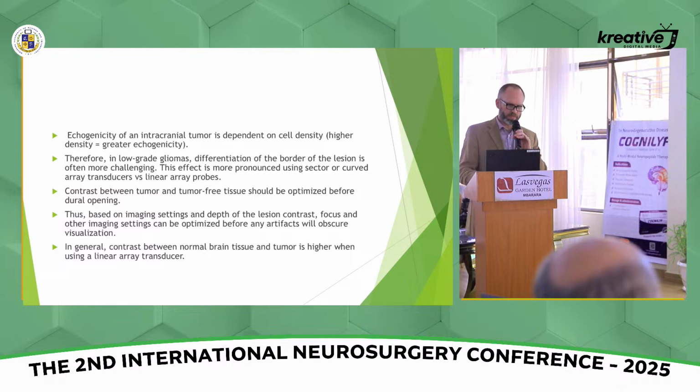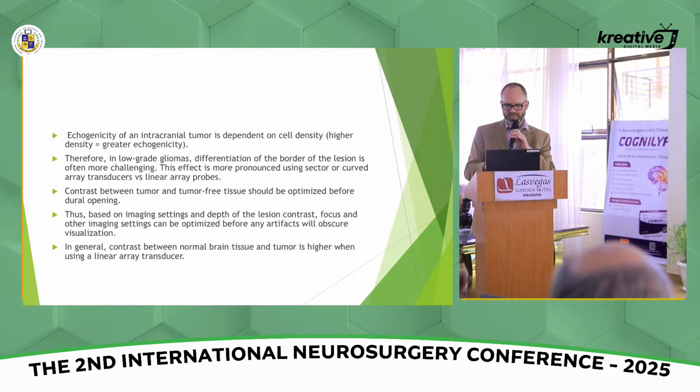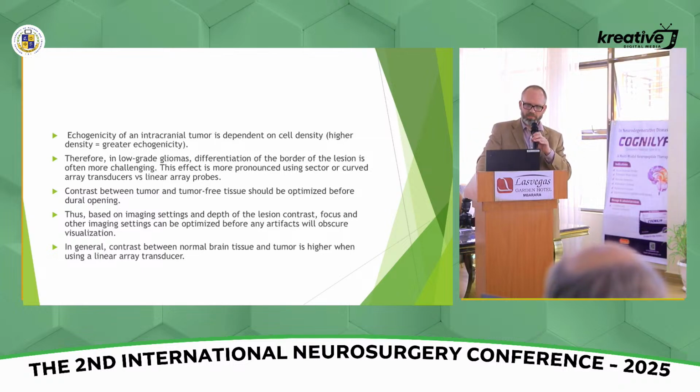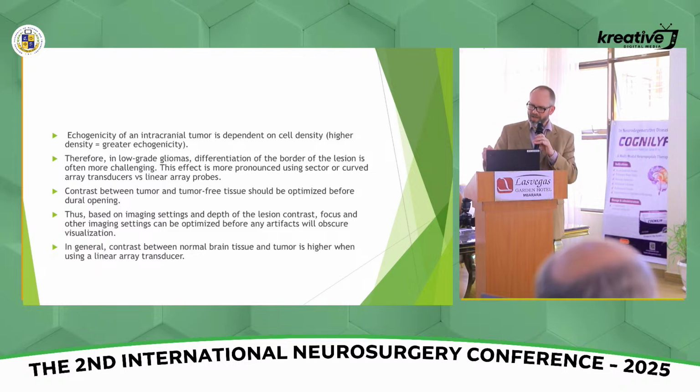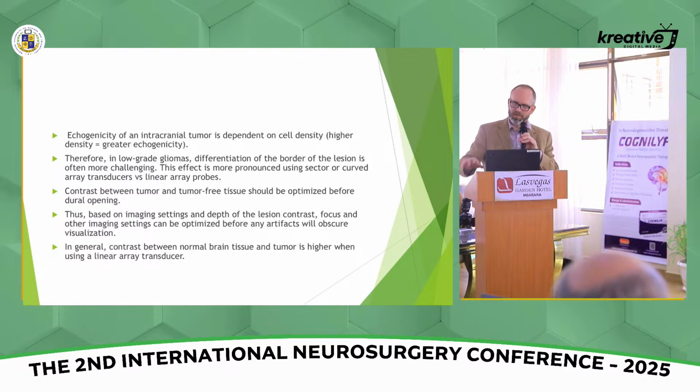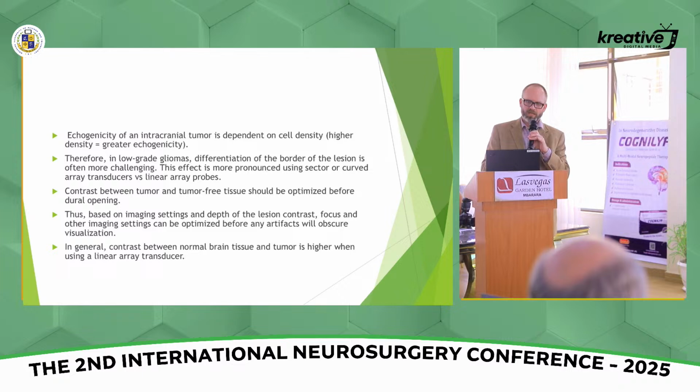But low-grade diffuse gliomas can be quite challenging, and the border of the lesion can be difficult to detect, especially if you use a sector, which means that phased array probe we talked about, or a curved transducer. So it works better to use a linear probe if you're doing a darker lesion and a higher frequency to get better resolution. Okay. Contrast between tumor and tumor-free tissue should be optimized before dural opening, so make sure you can manipulate most of your settings before you get in to the lesion and start creating artifact by creating contusion in the brain tissue, so that you know your image is as good as it can get.